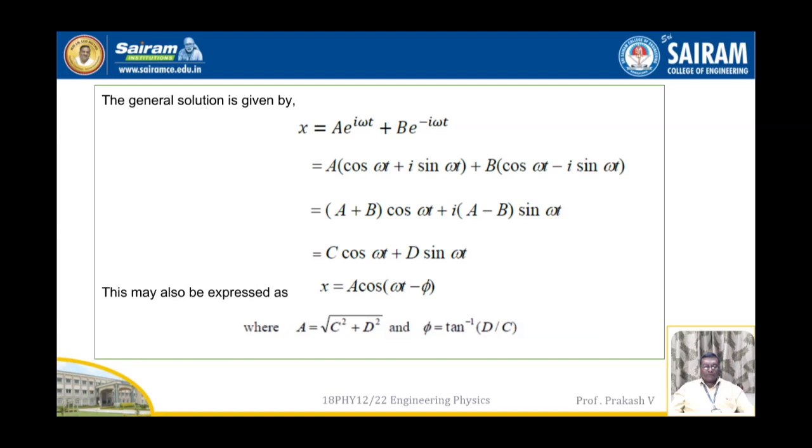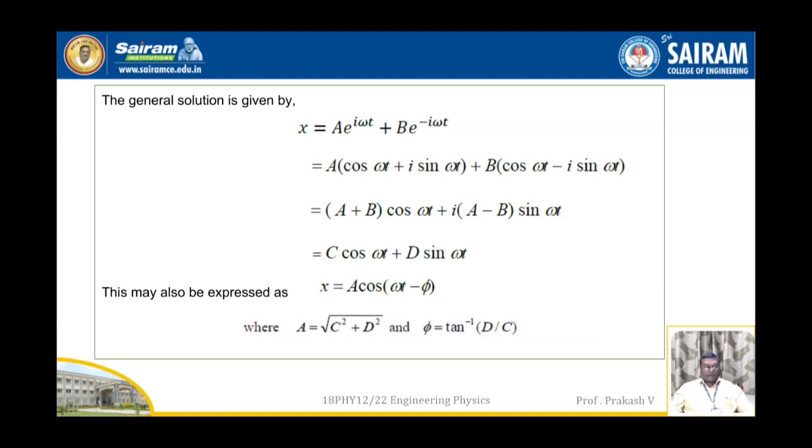Further, in place of a plus b, if you consider c, and in place of a minus b, if you consider d, the equation can be written as c into cos omega t plus d sin omega t. It may also be expressed as x is equal to A cos of omega t minus phi. Here the value of phi is equal to tan inverse d by c, and the value of A is equal to the square root of c square plus d square.